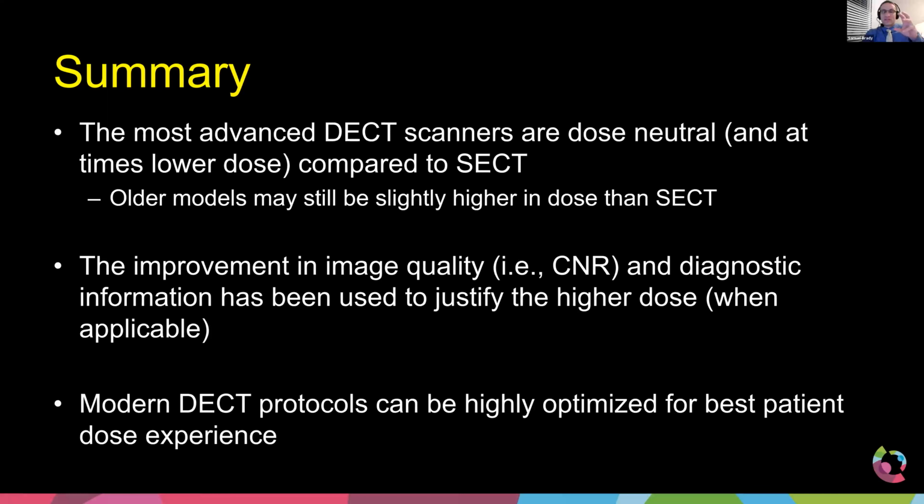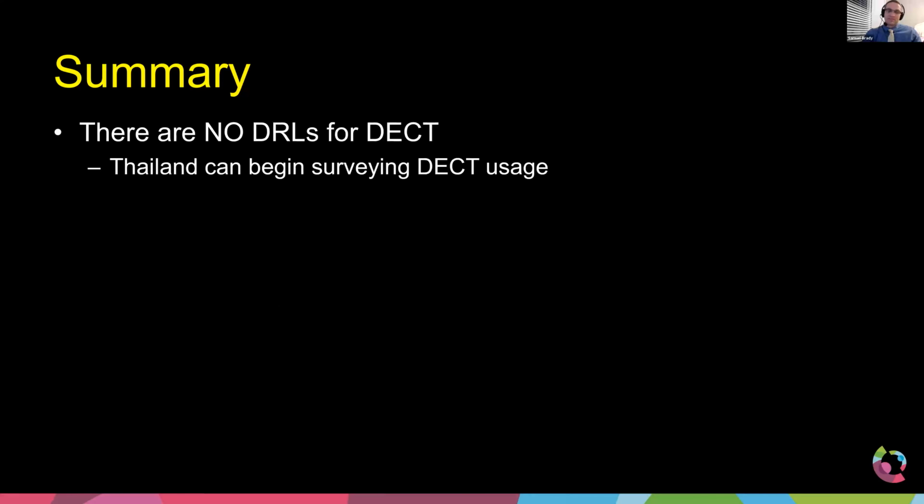In other words, it's no longer just one dose for every patient. We're using tube current modulation. We're being able to adjust it for the size of the patient. So they've become much smarter scanners.